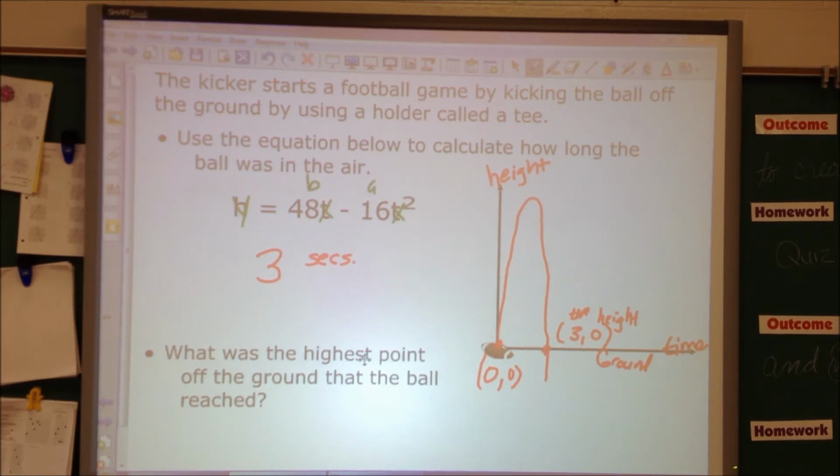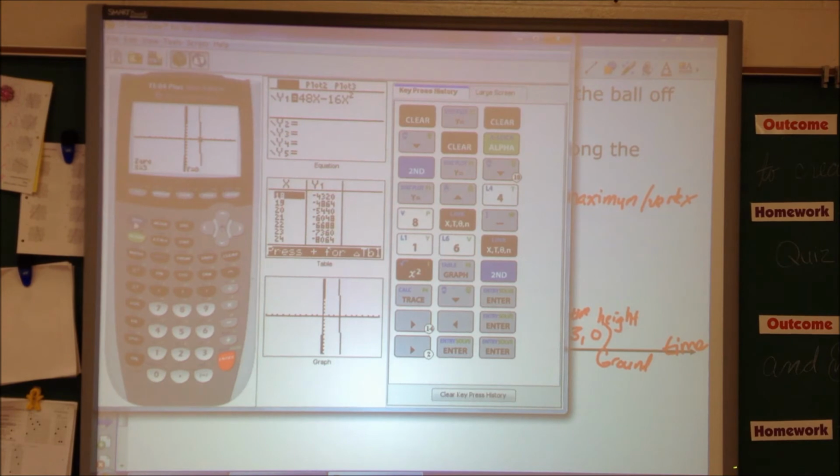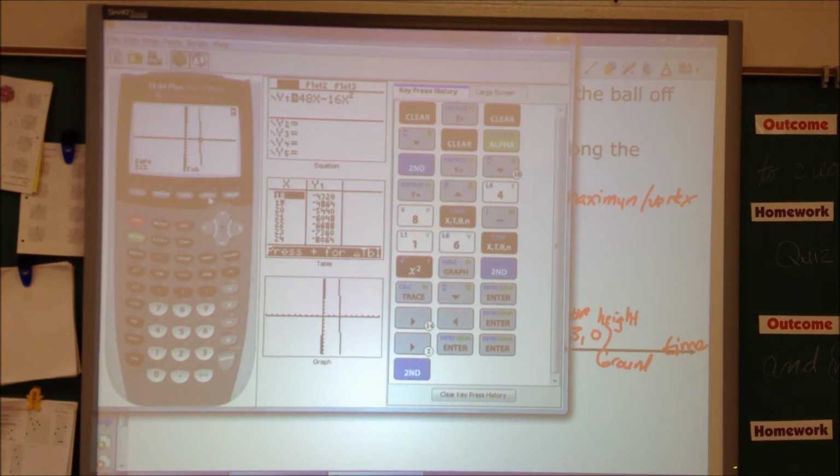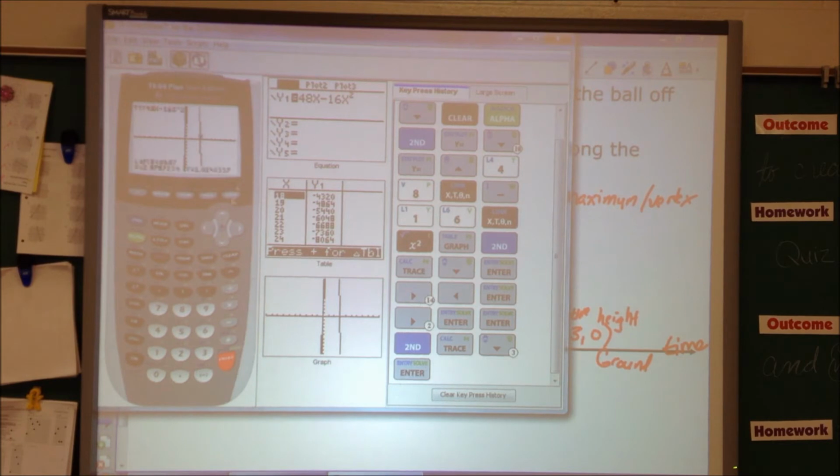Now it wants to know what's the highest point. That's this point here. And remember, that's my maximum, and it's also my vertex. So what I'm going to do is go to my graph again, and this time I'm going to do second, calculate, and I'm trying to find my maximum because it's a downward parabola. I'm going to hit enter. It wants my left bound. Well, I'm not on the left side.